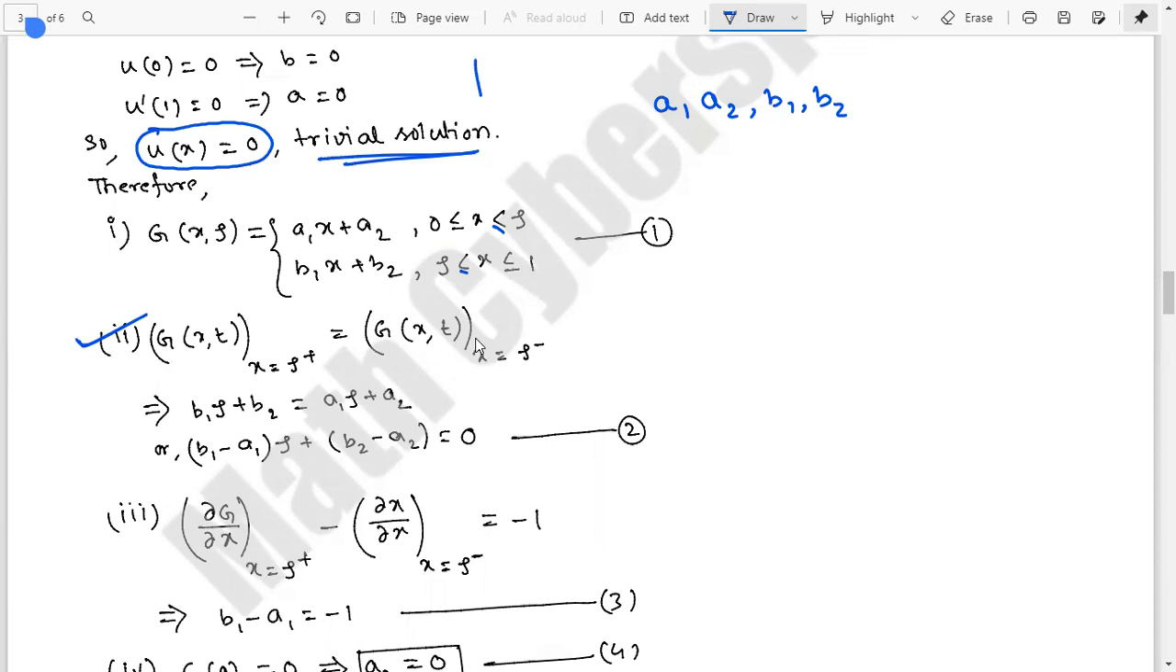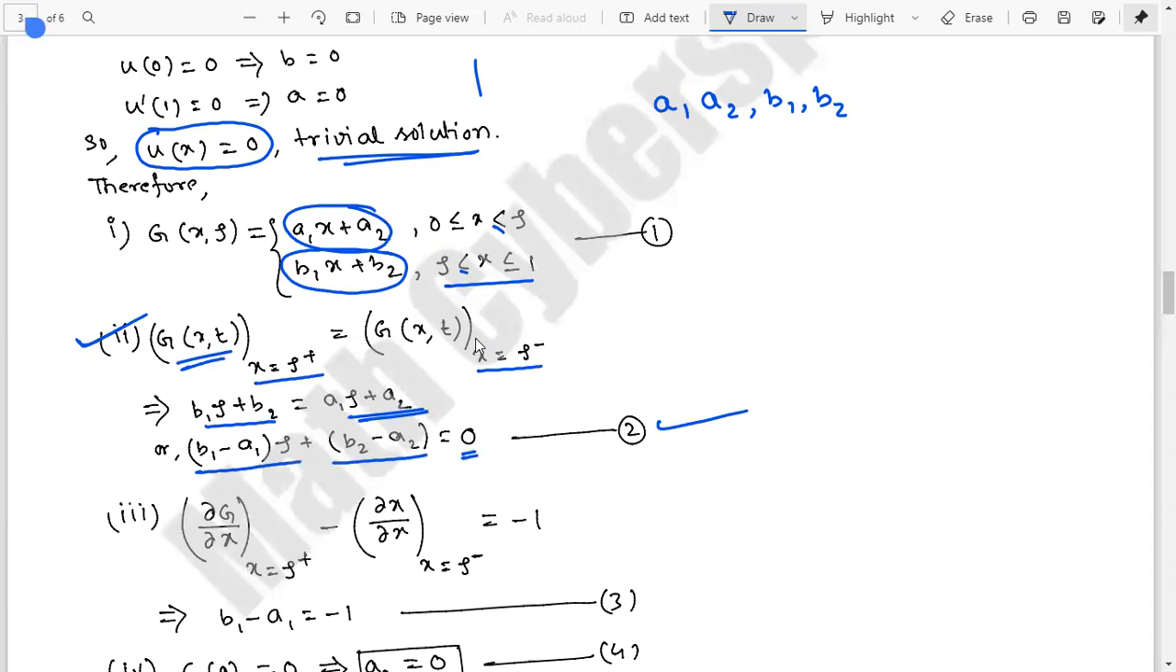Since Green's function is continuous, we can say G(x, ζ) at x equals ζ plus and at x equals ζ minus will be equal. So when x equals ζ plus, this is our Green's function, so that will be b1 ζ plus b2. This is equal to a1 ζ plus a2. So finally, we are getting this equation number 2: (b1 minus a1) ζ plus (b2 minus a2) equals 0.